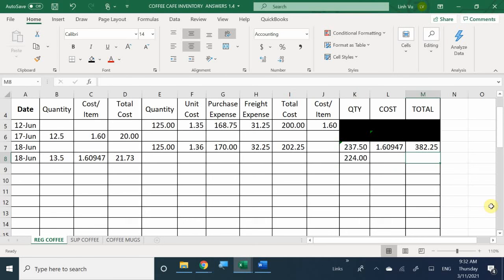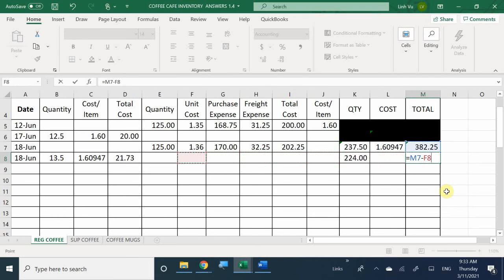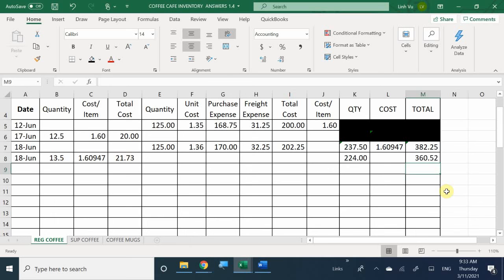But here, we also have to calculate the total. So 382.25, subtract out that 21.73. What should you have remaining? 340.52. I got 360.52. So let's try that again. Yeah, 360. Okay, and we only subtracted $21.73, it should be 360.52.